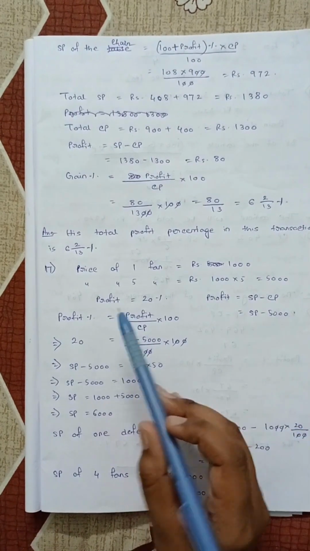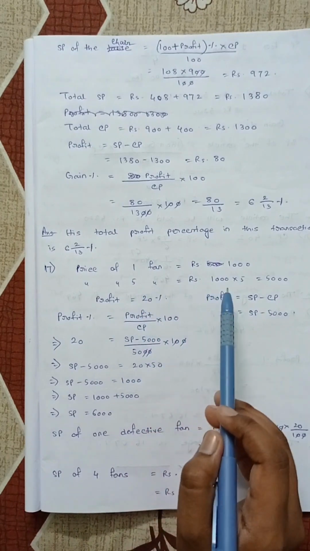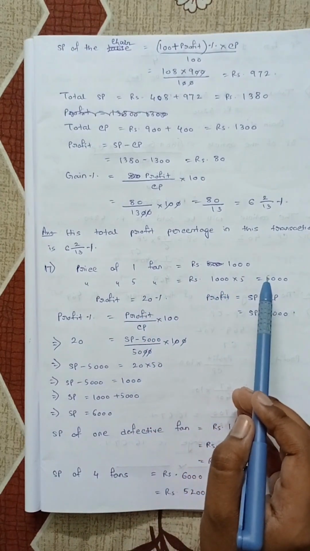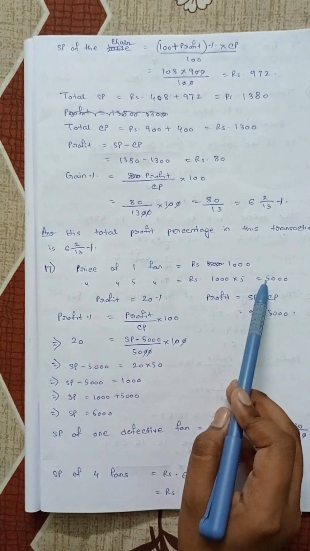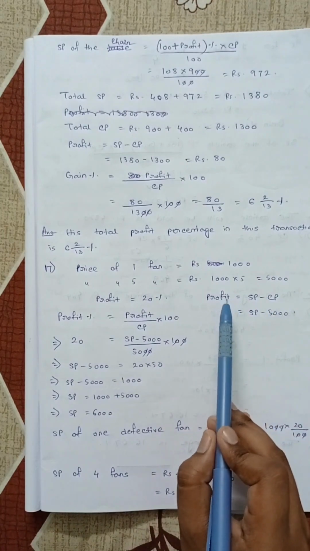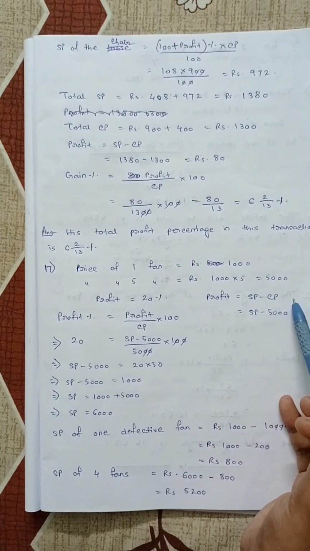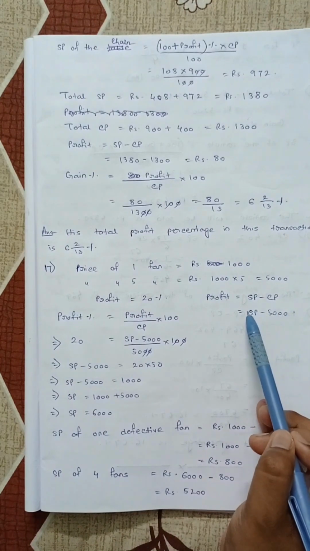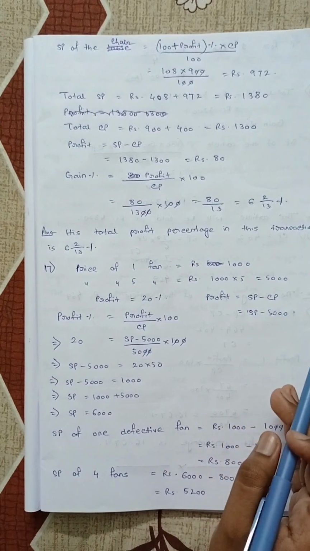That means the price of one fan is rupees 1000, and the price of 5 fans will be rupees 1000 multiplied by 5. We all know that. That means 5000, and profit is given. When we have to find the profit, that means SP minus CP, but we don't know the value of SP, so keep it as SP only: SP minus 5000.